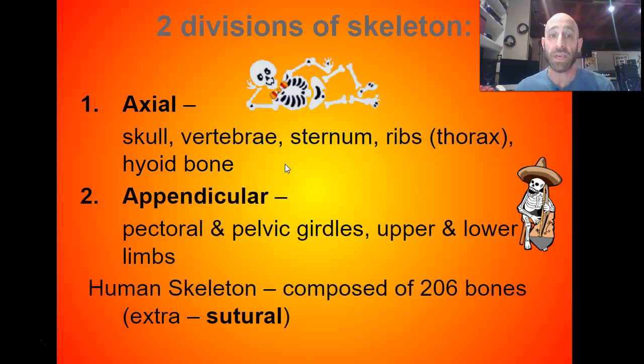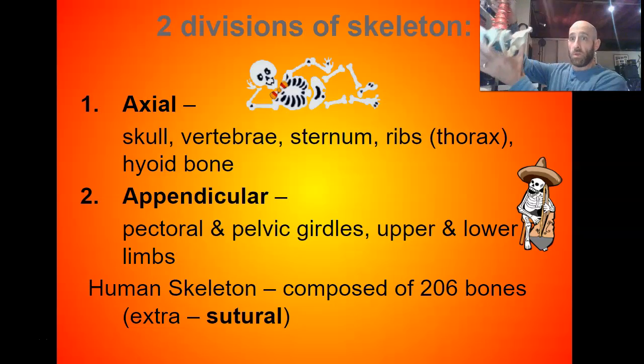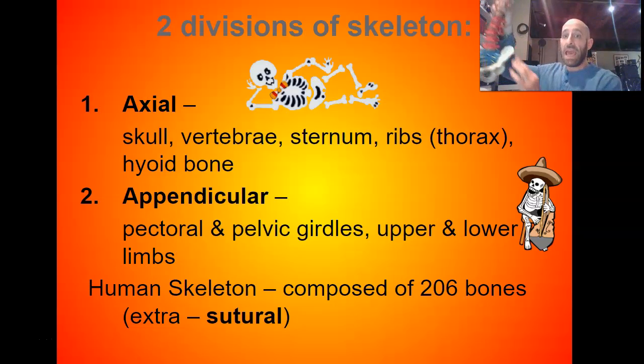The appendicular skeleton, on the other hand, is going to be your pectoral girdle, which is made up of your collarbone and your scapula, which is your shoulder blade, your pelvic girdle, which is going to be your pelvic bones. So that would be this right here. This would be your pelvic girdle, your pelvic bones, and then also your limbs, your arms and your legs.